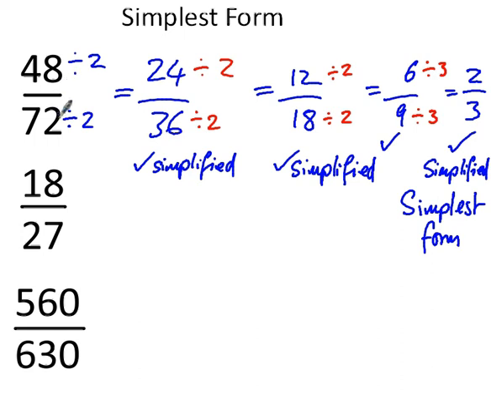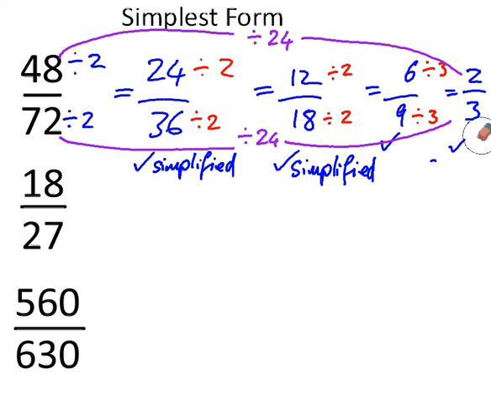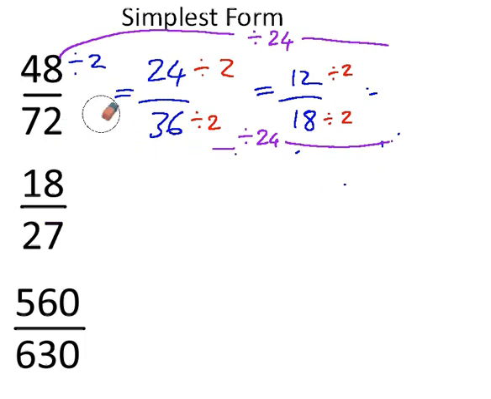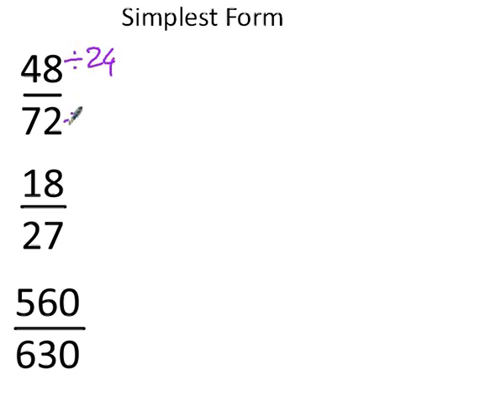48 and 72, they both divide by 24. That's the biggest number that I can get in them. So if I divide the top and the bottom by 24, I do 48 divided by 24, gives me 2, and 72 divided by 24 gives me 3. So I could have done that all in 1 step. I'll just do that with a bit more space on the screen. Divide them both by 24 and I get 2/3.